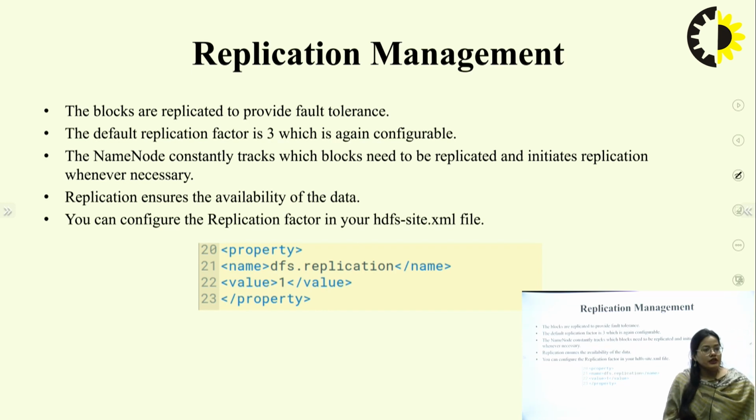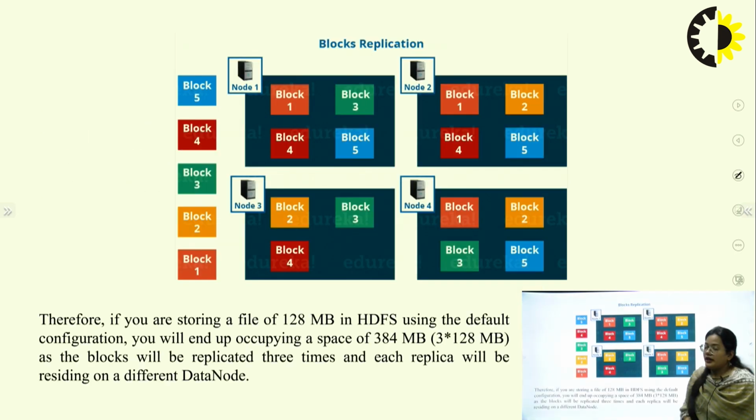You can configure the replication factor in your hdfs-site.xml file. In the property dfs.replication, the value is 1. It means only one replica will be created. Okay, so this is the block replication architecture.